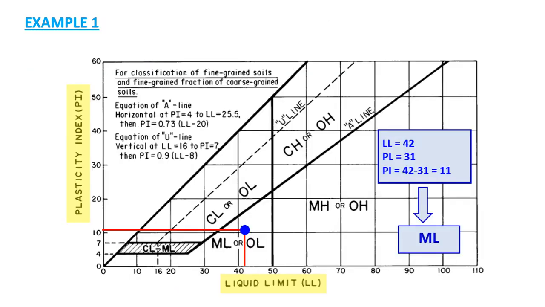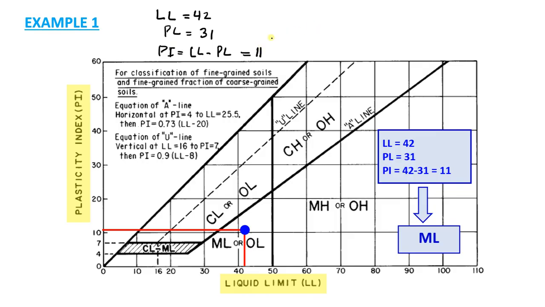One more piece of information is given to us in this example, and that is the liquid limit, which is 42, and the plastic limit. Remember, this is very important. This is the plastic limit, not the plasticity index. It is 31. So what will be the plasticity index? It's the difference of liquid limit and plastic limit. Liquid limit minus plastic limit comes out as 11.